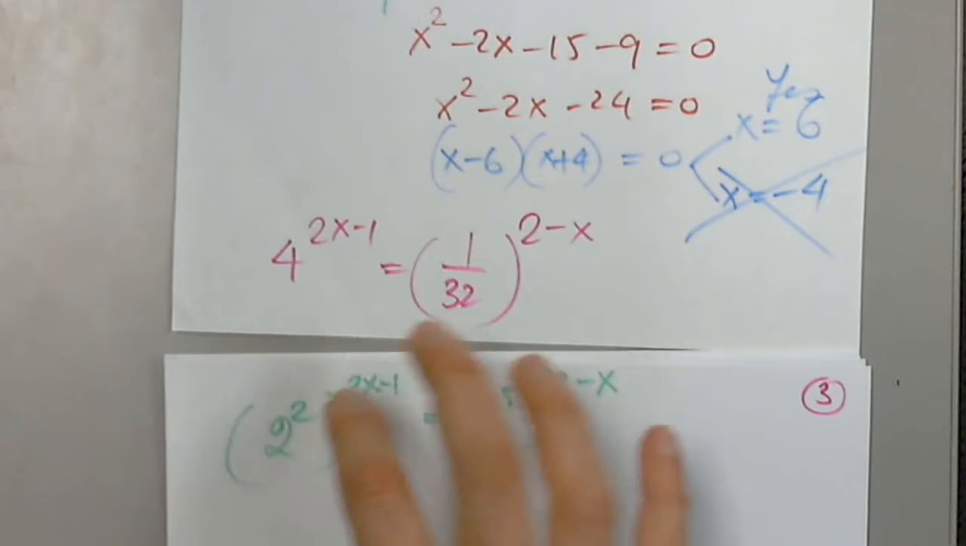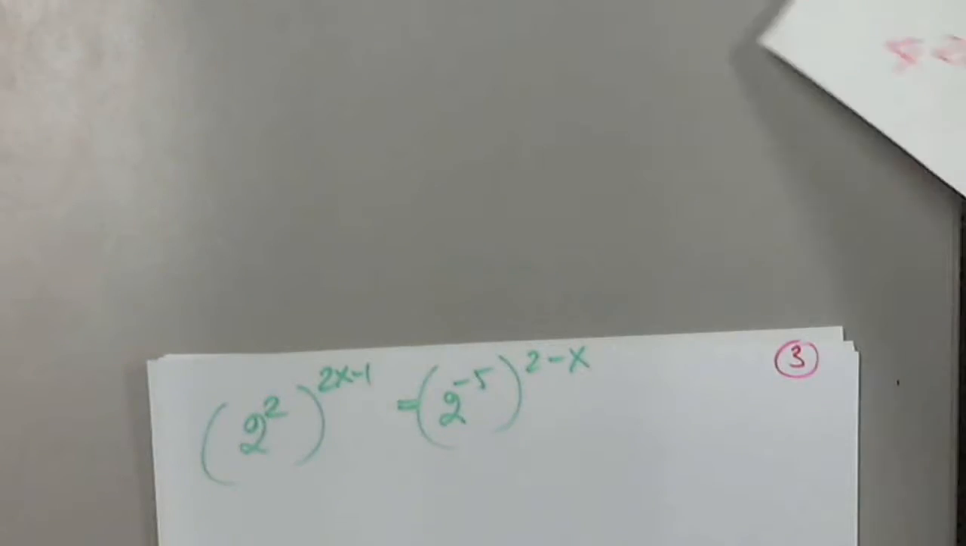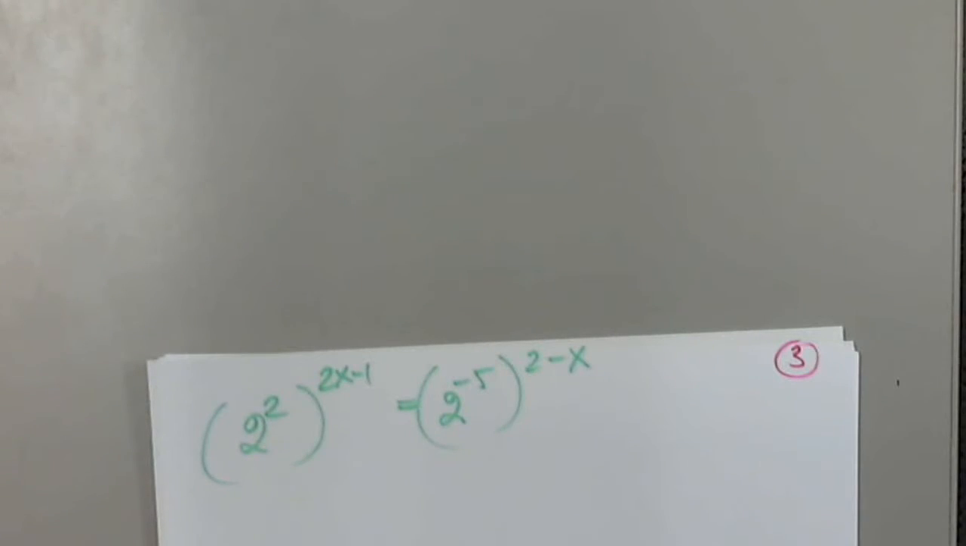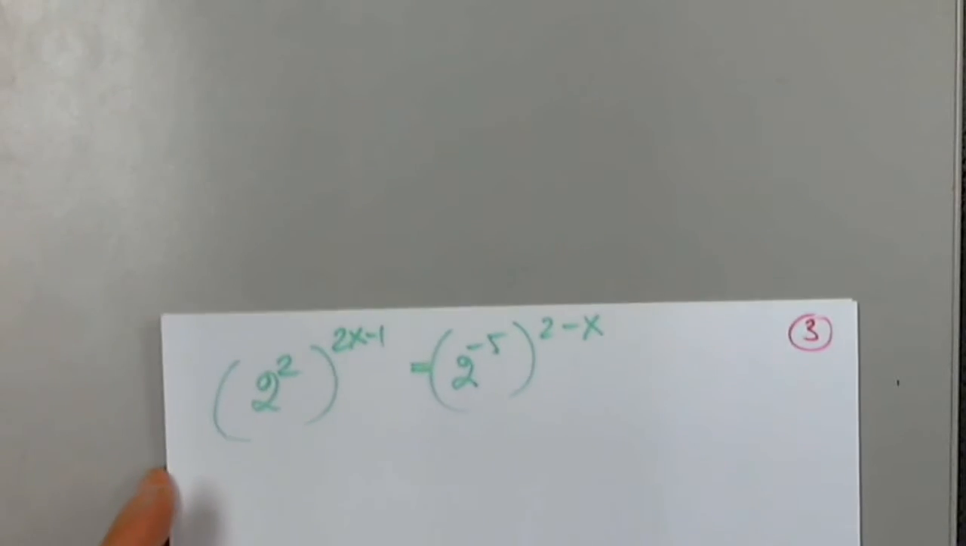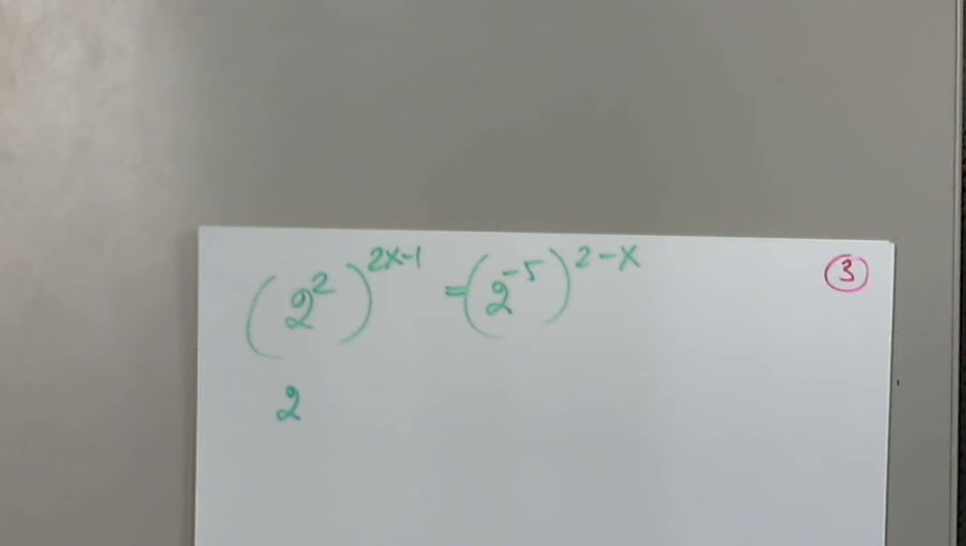Is this clear that 4 is this and this is this? We agree? Yes? Okay, perfect. So then, next step, what do I do? I copy the base, and what happens to the exponents?